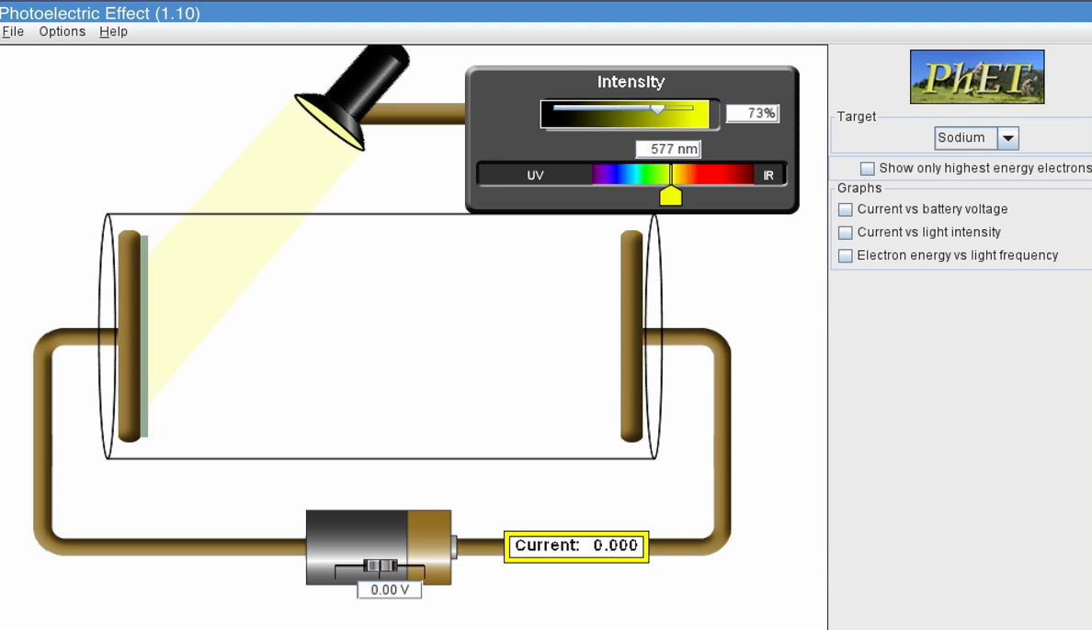Increasing the intensity to around 73 now. Still nothing is happening. It goes straight to 100, but still nothing is happening. And then you ask yourself, what might cause this?